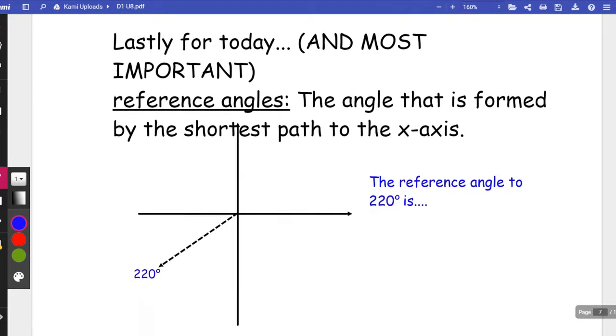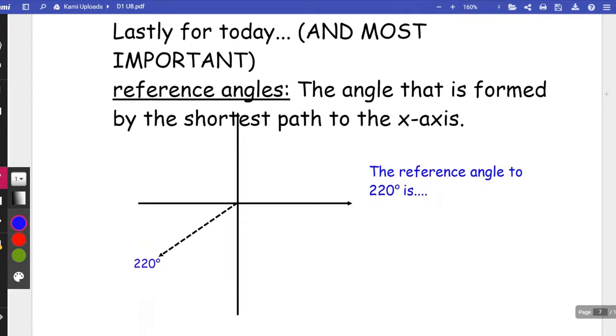This is the last part, and it is the most important. So this is not coterminal angles any longer. These are called reference angles. A reference angle is an angle that is formed by the shortest path to the x-axis. We do not care about the y-axis. Only the x-axis. Shortest path to the x-axis.